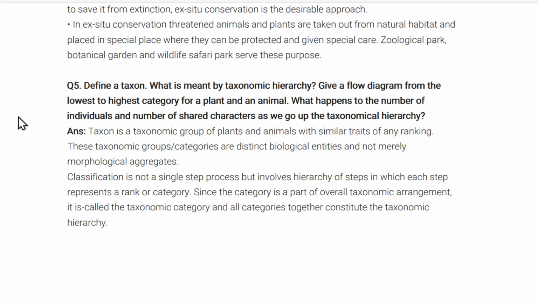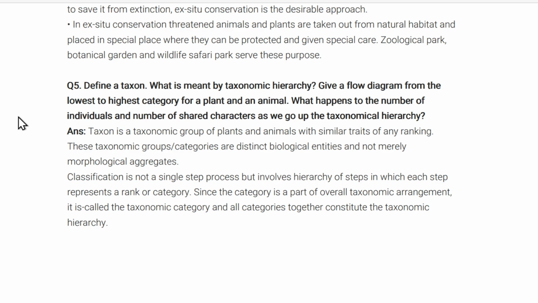Question number 5. Define a taxon. What is meant by taxonomic hierarchy? Give a flow diagram from lowest to the highest category of plant and an animal. What happens to the number of individuals and number of shared characters as we go up the taxonomical hierarchy?